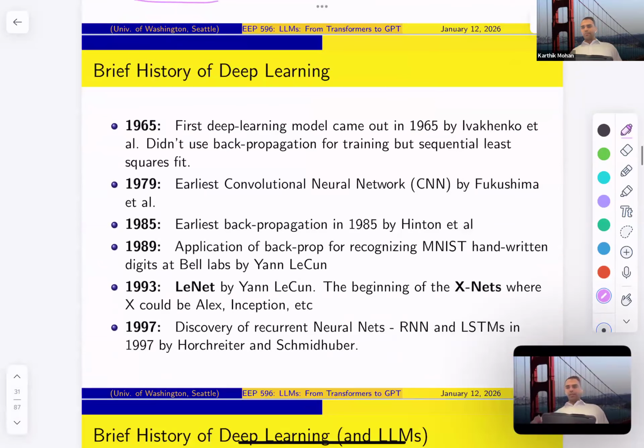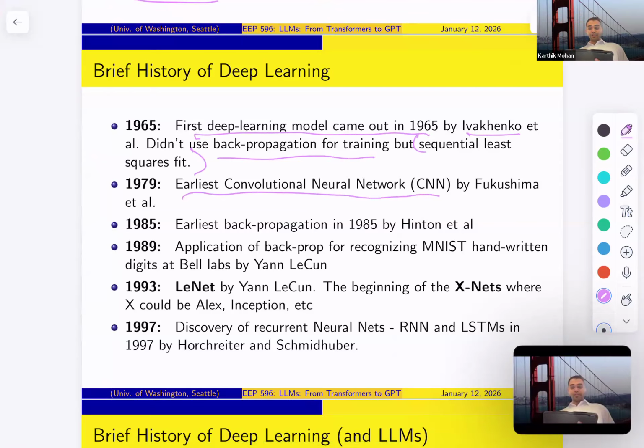Cool. So a brief history of deep learning, neural networks, LLMs, you can also say. We looked at some history last time, but this is by chronology. One of the first deep learning models came out in 1965 by Ivakhnenko et al. It didn't use backpropagation for training, but used something else called sequential least squares fit, a different algorithm. And the earliest convolutional neural network was by Fukushima et al. in 1979. Earliest backpropagation was 1985 by Geoffrey Hinton.